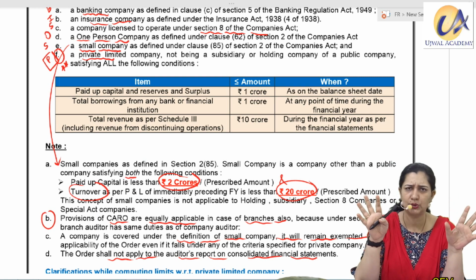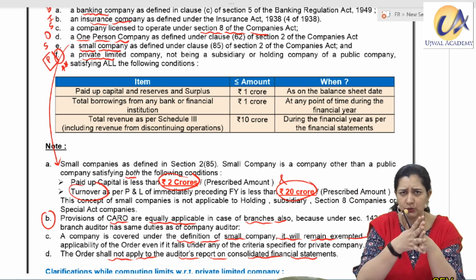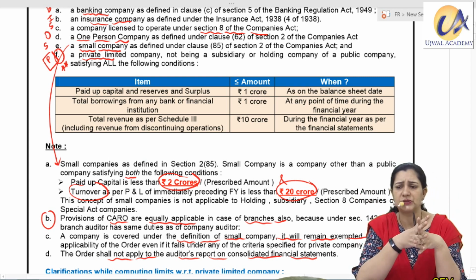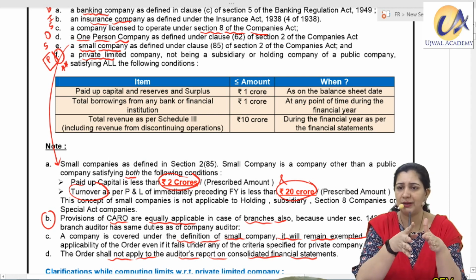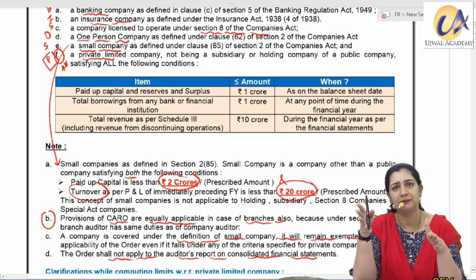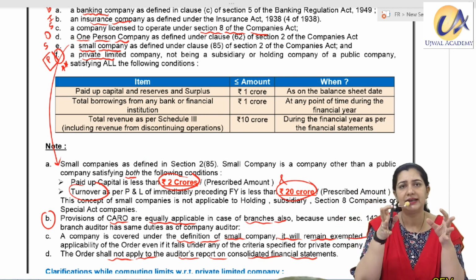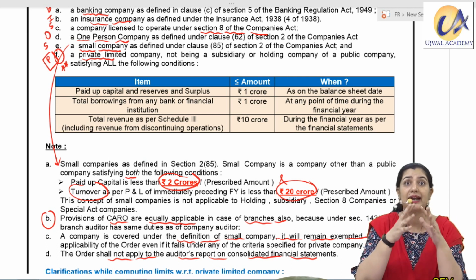Then it is exempt. Don't need to see anything further. Okay. So these are the points which you need to understand. So now I'm going to focus on private companies. What are the conditions in case of CARO being exempt?